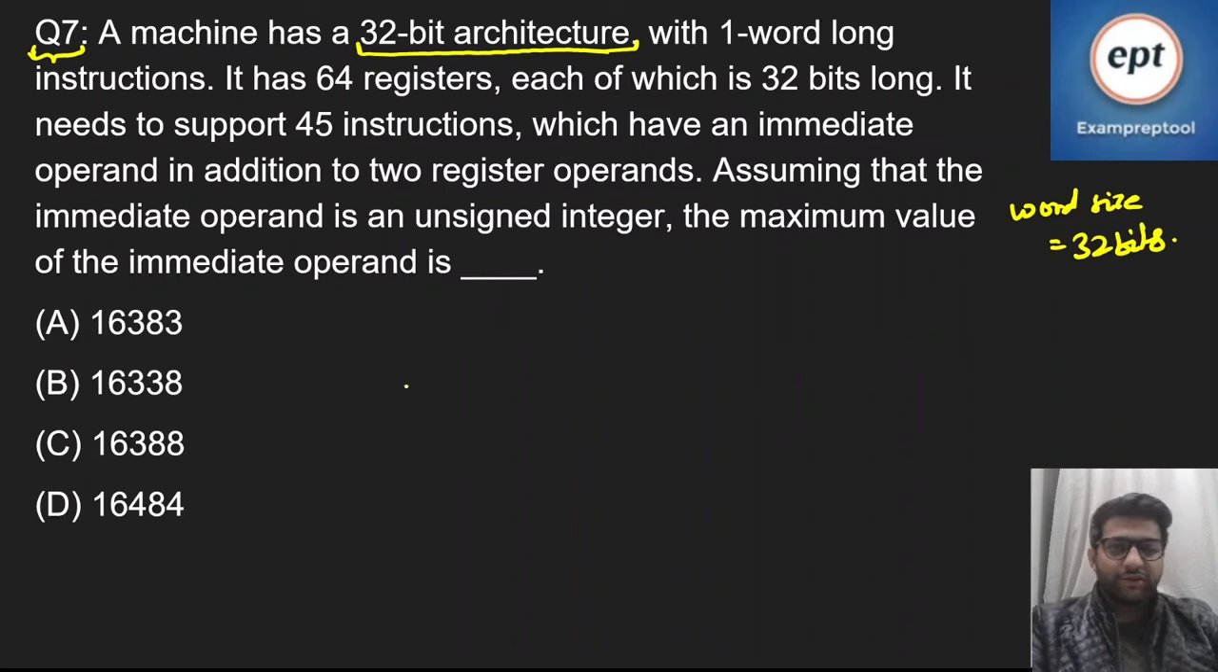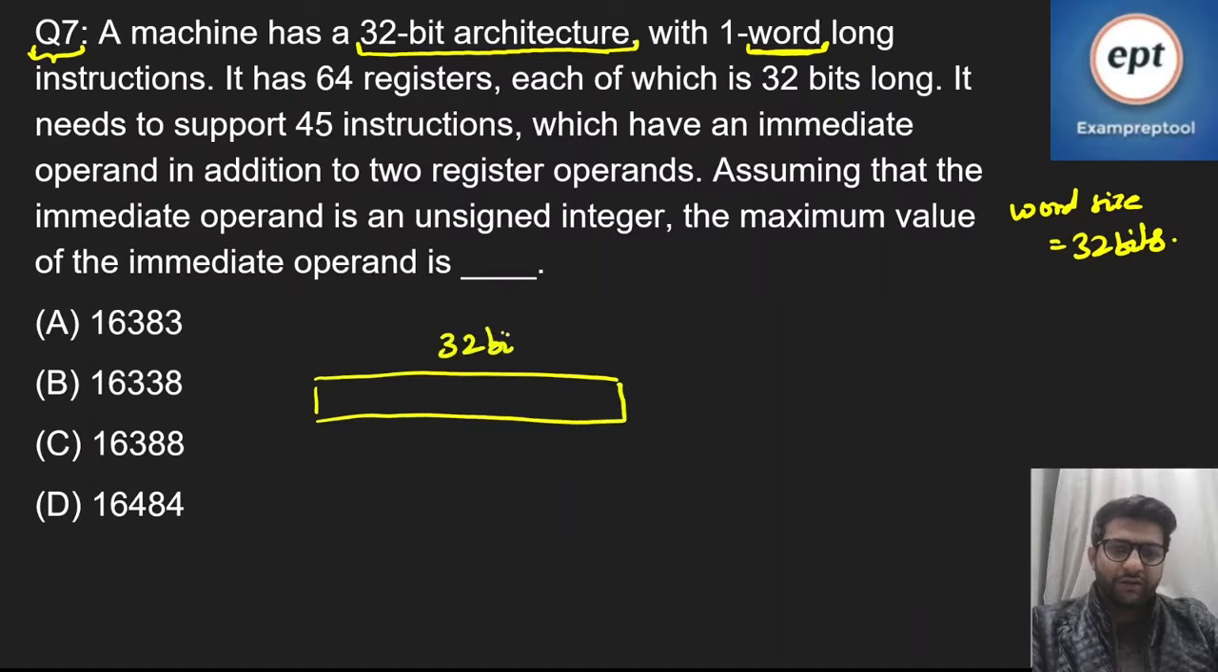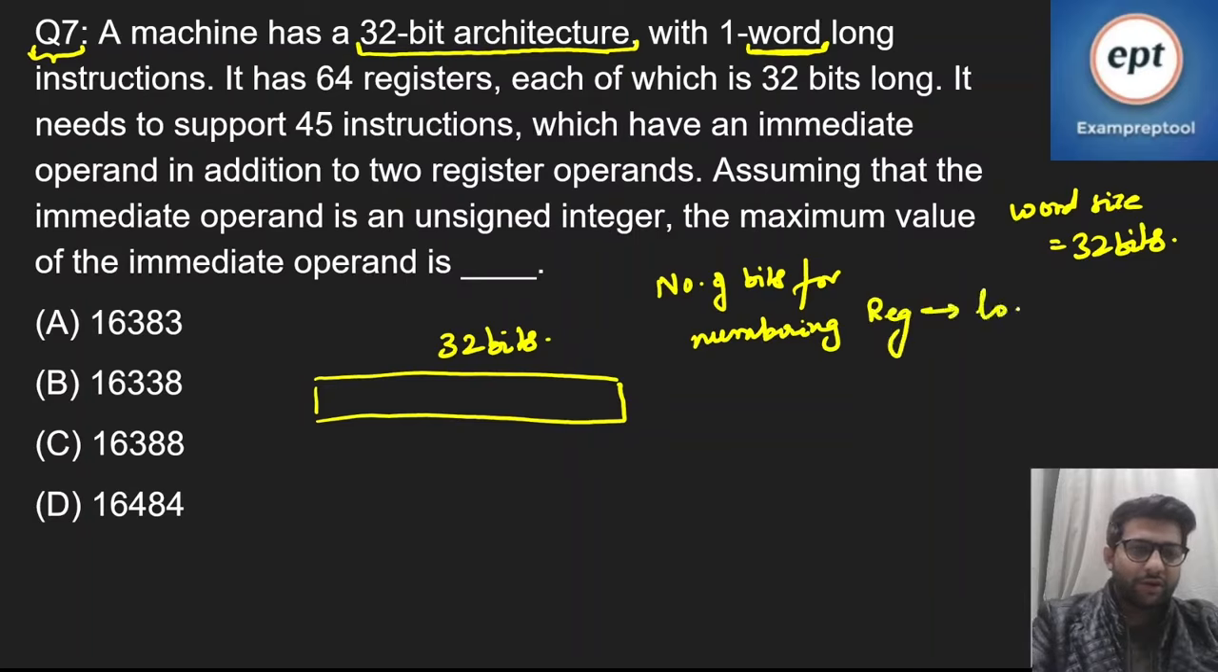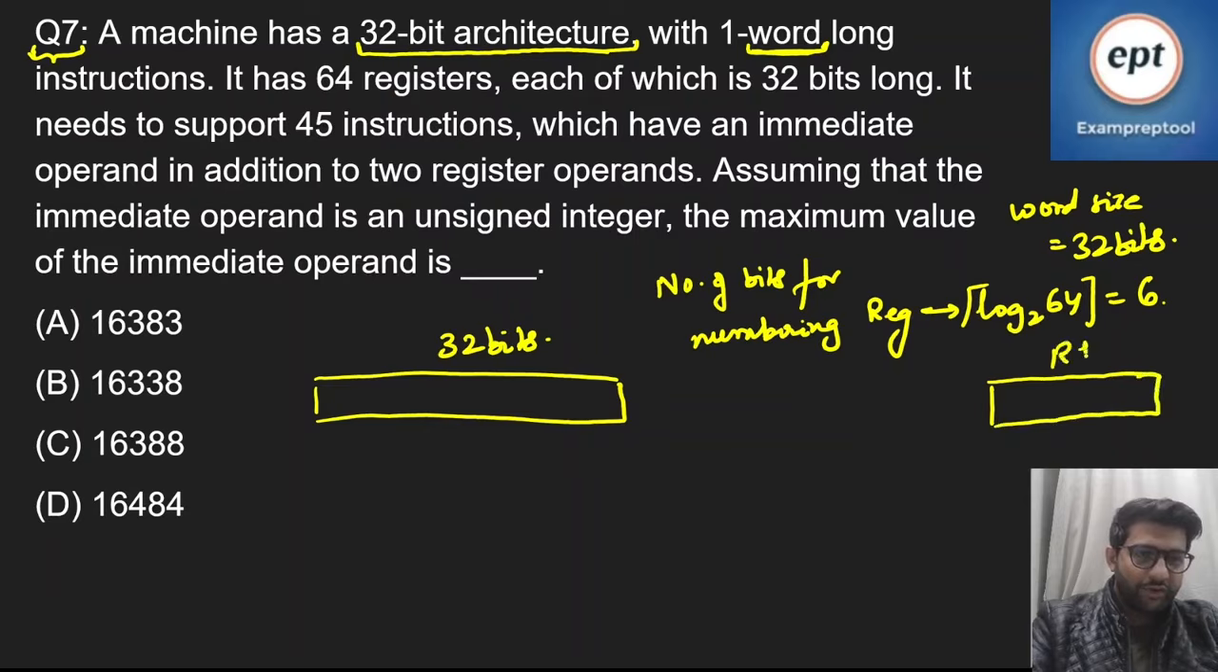Now, with one word long instruction, right? If you did not know this concept, you would be confused about what the word size is. So the word size is hidden here. Now it is given that the instruction size is one word long, which is 32 bits. Now it has 64 registers. So the number of bits for numbering the registers will be log base 2 of 64, and this will be 6. Now each of which is 32-bit long. So it is saying that even the register, let's say register R1, can store a 32-bit value.